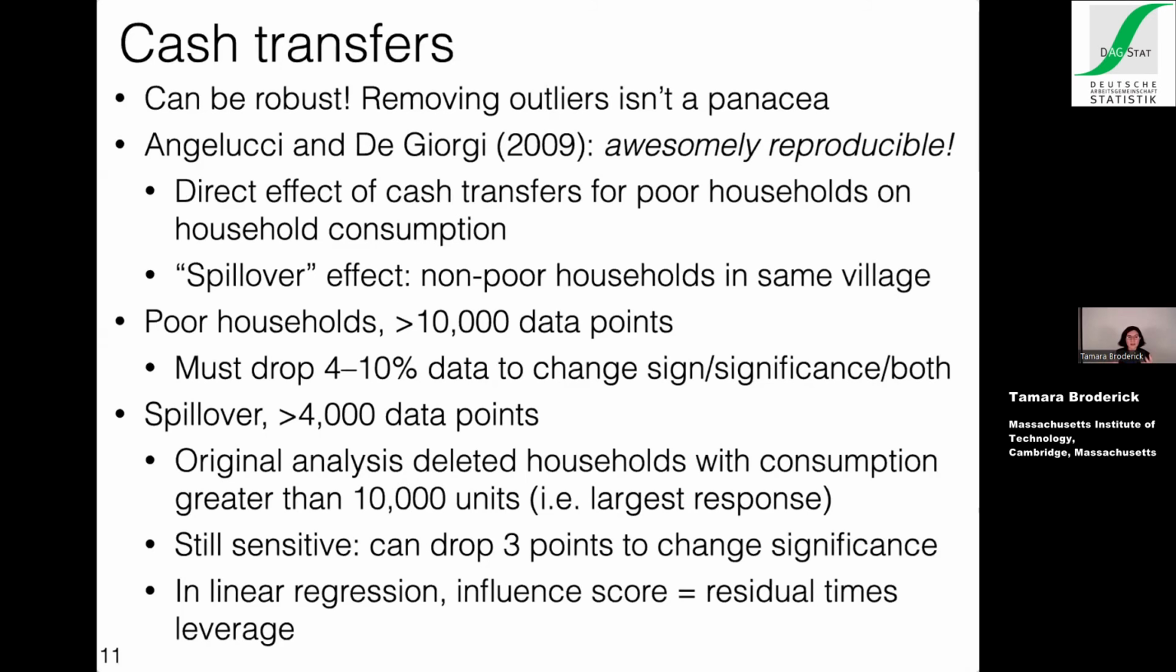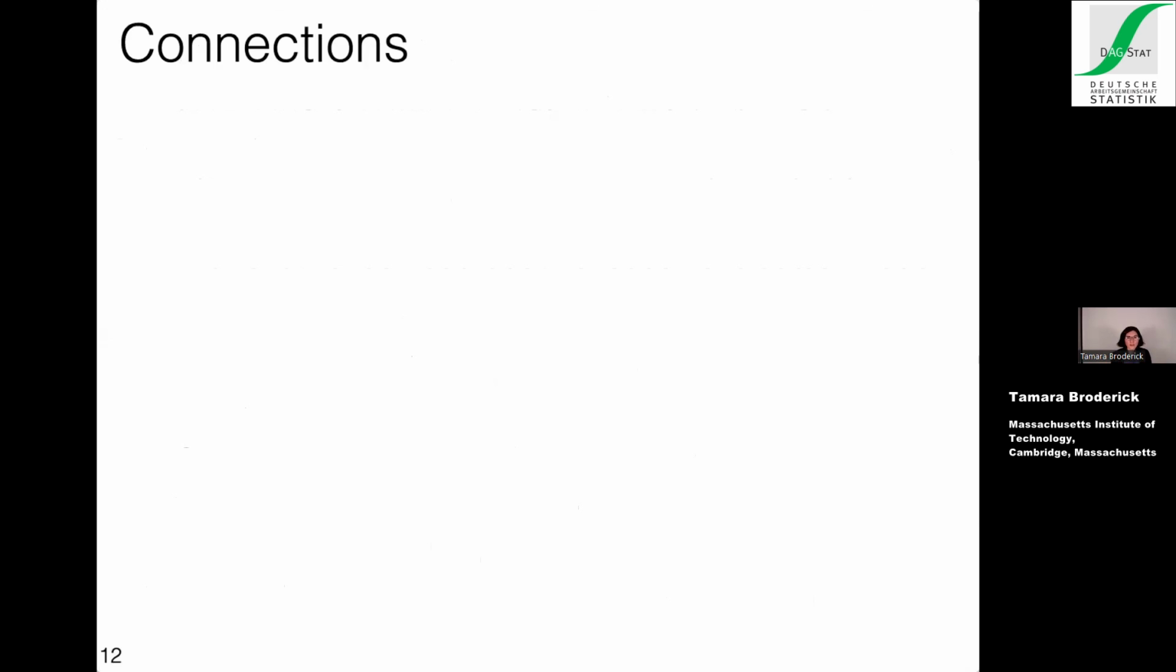What's nice about linear regression is that we have a lot of intuition, so we can think about what's going on there. We can check that the influence score isn't just the residual, it's the residual times the leverage. So you can imagine trimming based on something like the residual, but then you could still have something with a moderate residual and a moderate leverage that together combine to be a large influence score. Let me just quickly run through some connections and then I'll conclude.